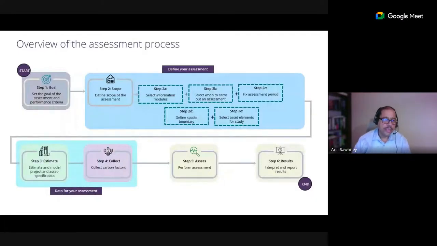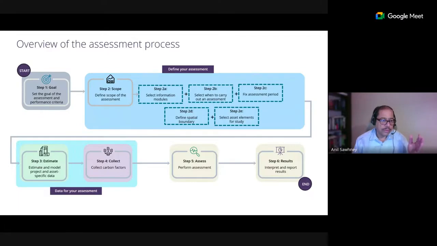Okay, so how do we carry out an assessment? You have an infrastructure project. You have been made the leader to run an assessment on that infrastructure project. Big picture, how would you go about carrying out that assessment?